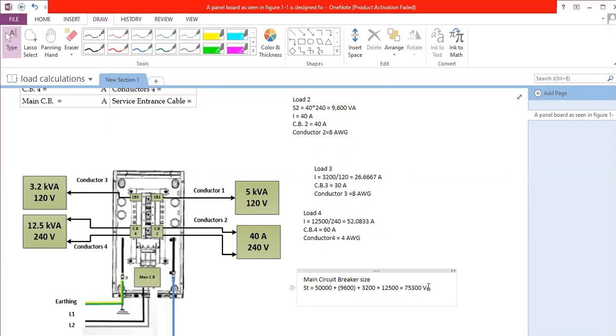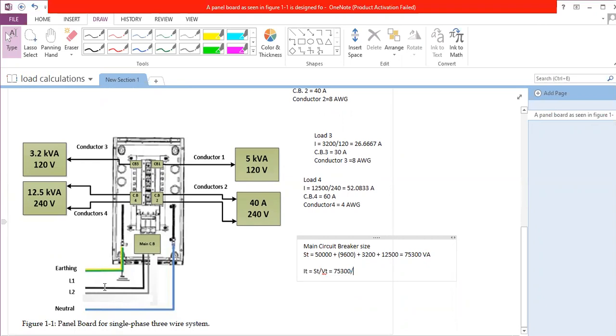So I figure out what is the total S, right? Now, the circuit breaker, the current total will be equal what? It is equal S total divided by V total, right? And S total equals 75,300 divided by the voltage which is applied by the main circuit breaker. Now, as you can see, the main circuit breaker is connected to 2 lives, right? So the voltage is 240. And this is equal to 313.71 ampere. So this is the main circuit breaker size.